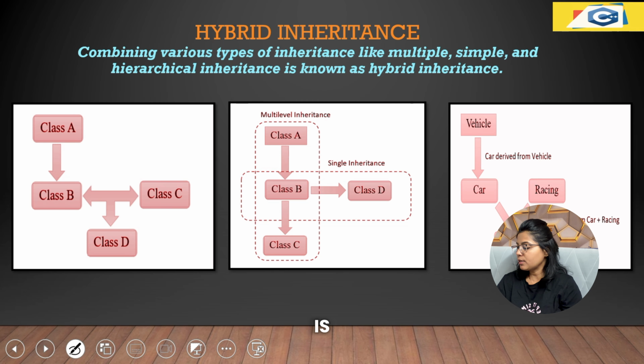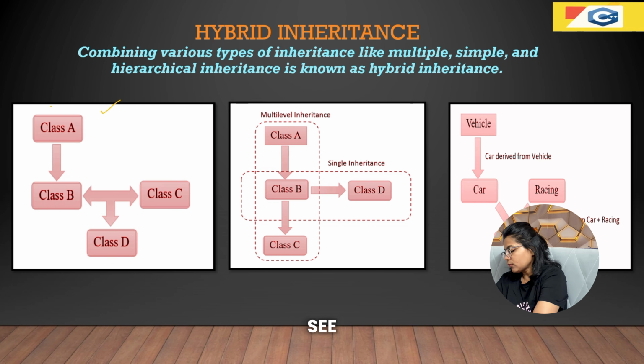Hybrid inheritance is nothing but combining various types of inheritance together to get a single inheritance, that is a hybrid inheritance. As the name indicates, hybrid, in the sense we need to combine various types of inheritance together. It can be multi-level inheritance, multiple inheritance, single inheritance, or hierarchical inheritance, right?